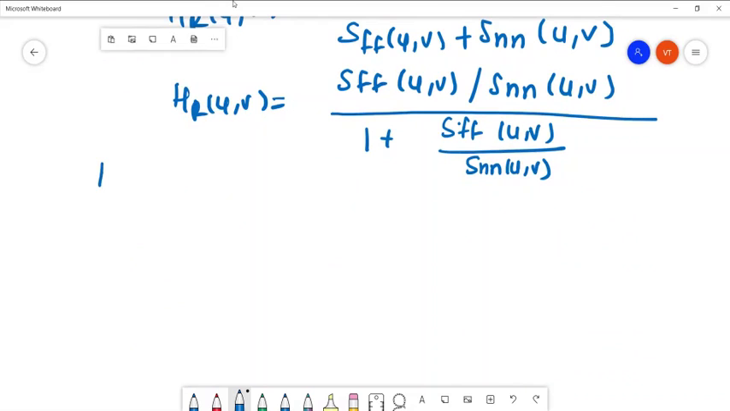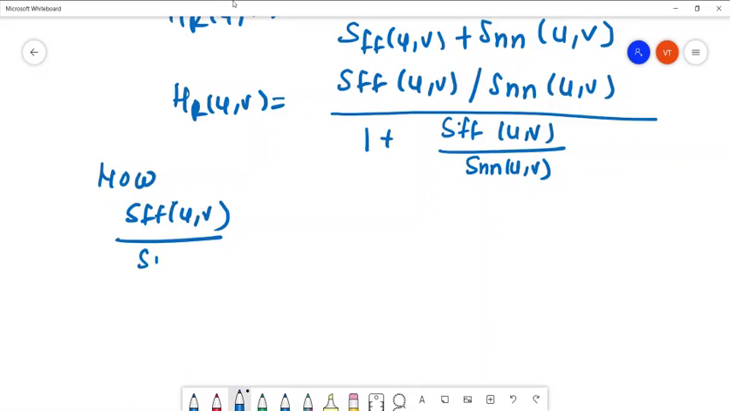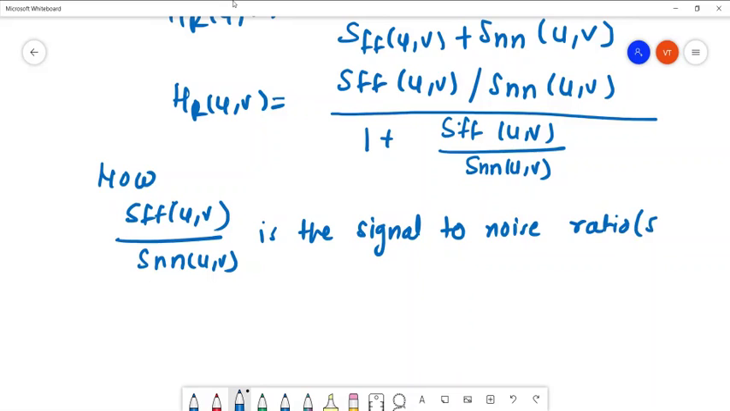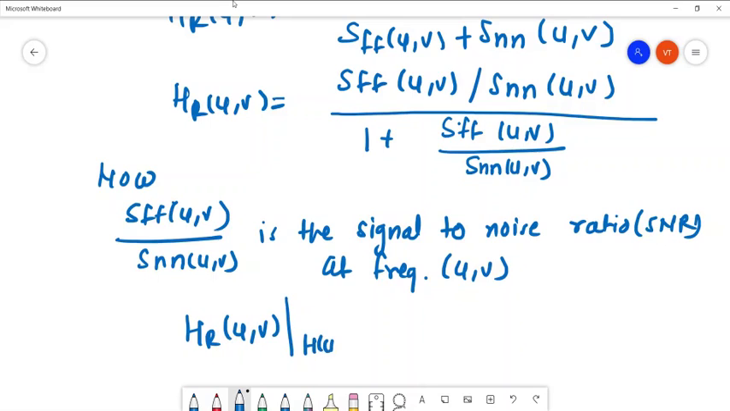Now Sff(u,v) upon Snn(u,v) is the signal to noise ratio, SNR, at frequency (u,v), right? So Hr(u,v) at H(u,v) equal to 1 will be equal to SNR upon 1 plus SNR.